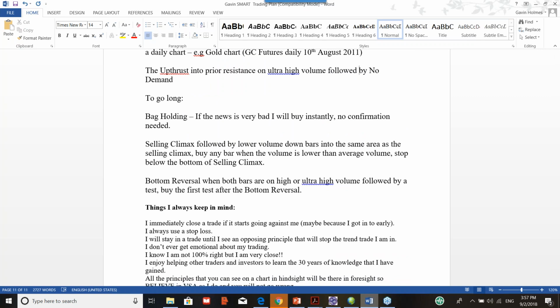I may overrun just a little bit, because I want to show you that I've added the upthrusts into the signs of weakness in TopBot, and you need to do the same if you've got the TopBot software.